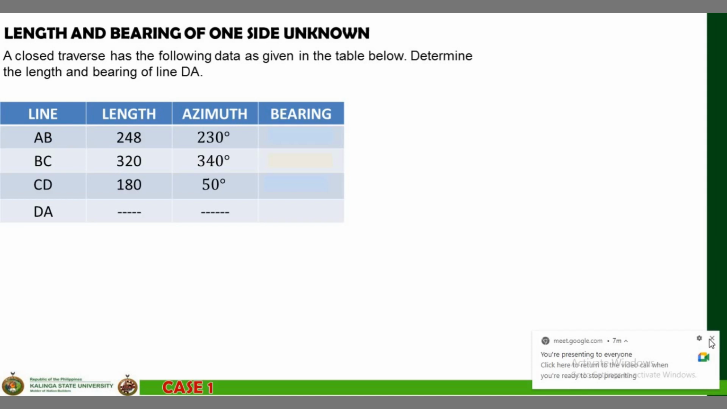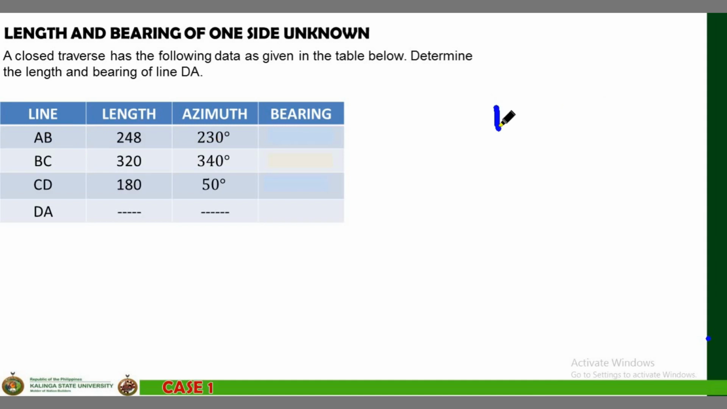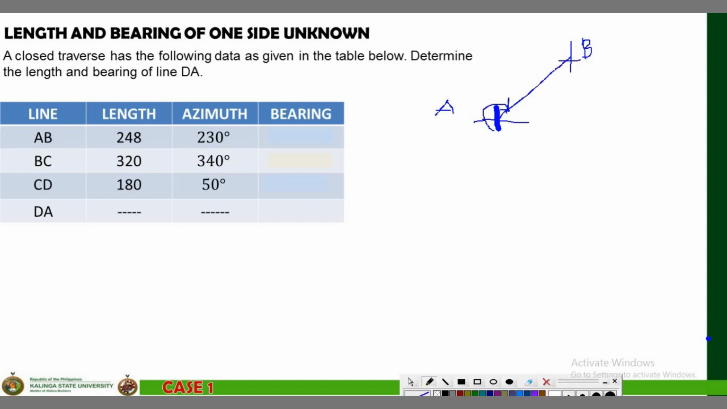How do I convert this azimuth into bearing? Let's say this is point A. The problem says line A to B has an azimuth of 230 degrees. If south is my basis and the angle is measured clockwise, my line AB is somewhere here, because this angle is 230 degrees. If I draw a line, this is point B. That is my line AB.